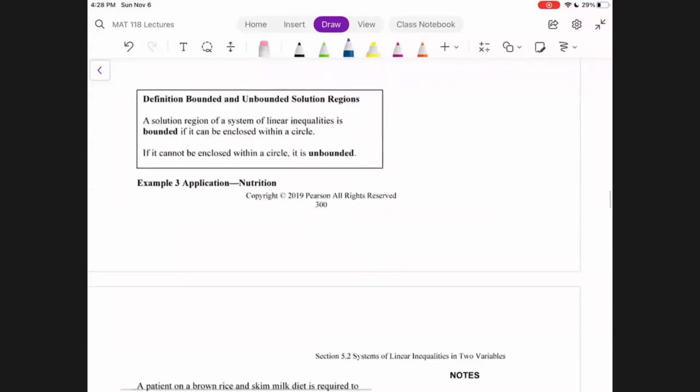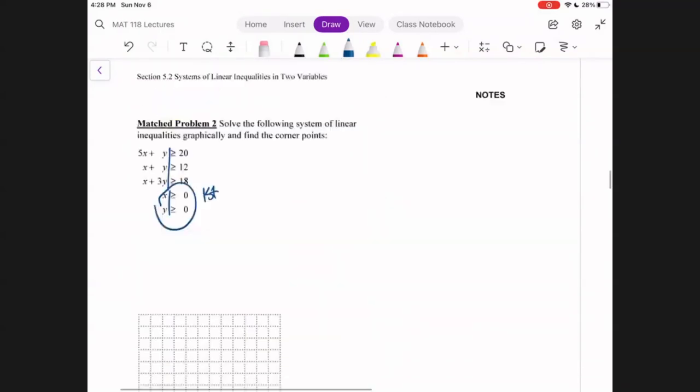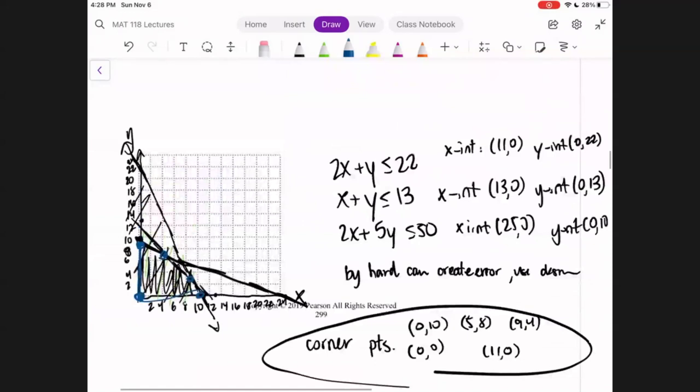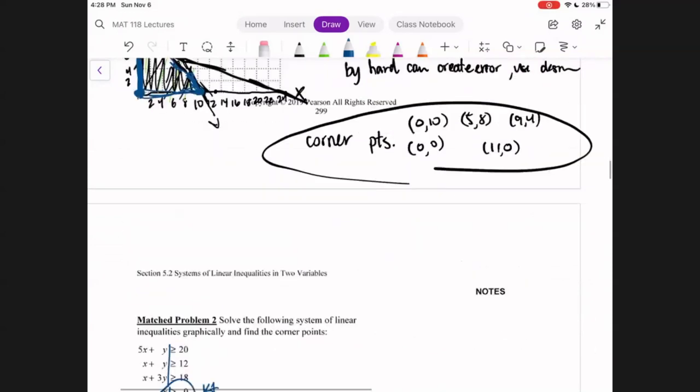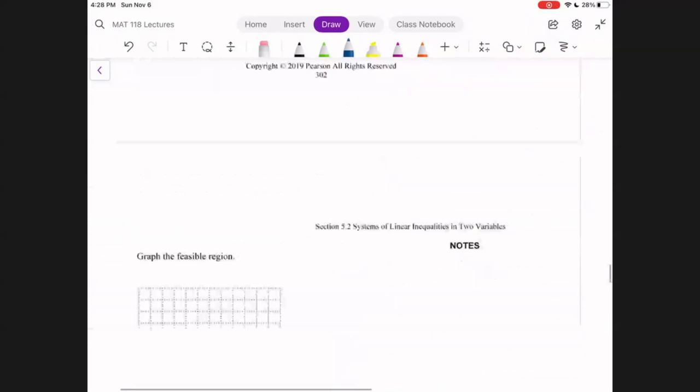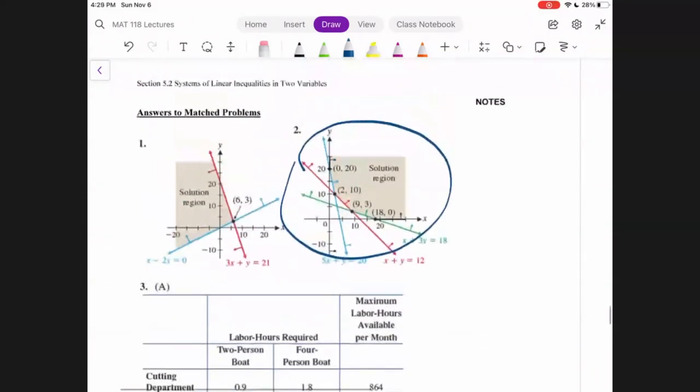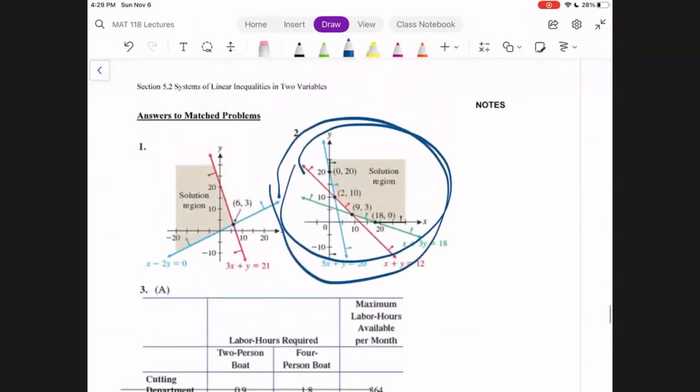So one thing is, if it's bounded, that means every side of the region is enclosed. But if it's not bounded, it's unbounded. So this one up here would be bounded because every side has one of my lines in my inequality. The unbounded is like the one that you'll practice with here. This would be an unbounded region because where's the line up here? There's no line. Where's the line over here? There's no line. So that's why it's unbounded.